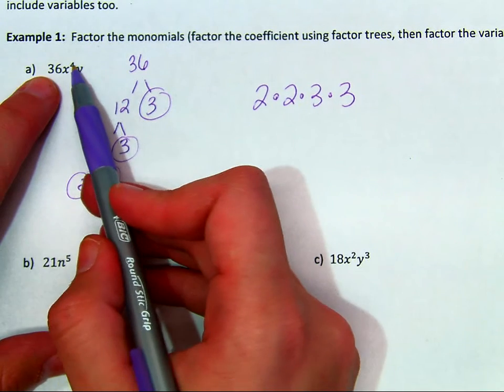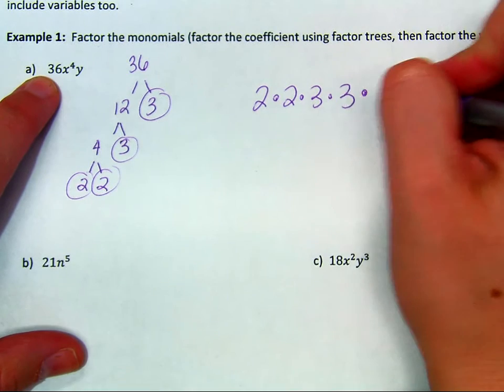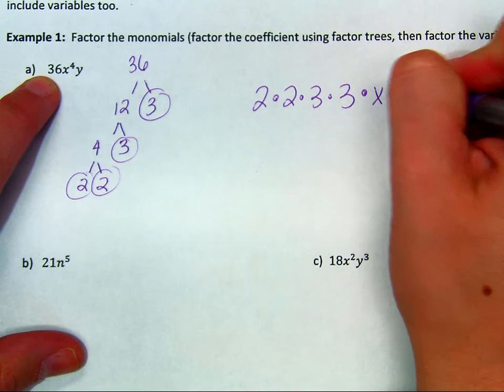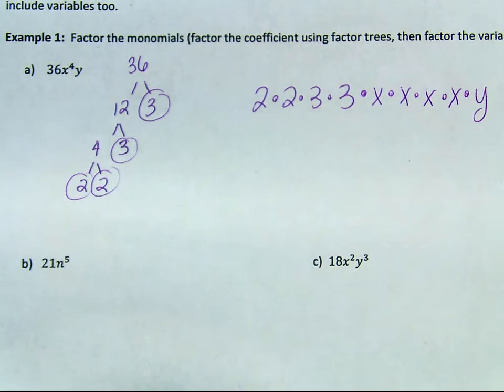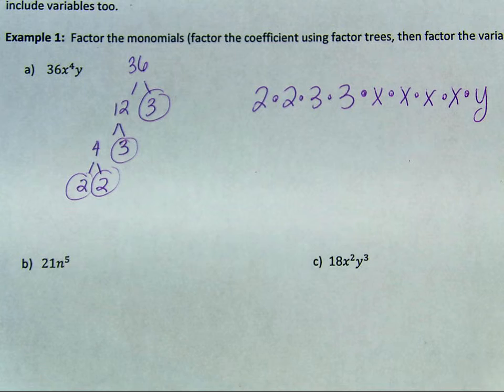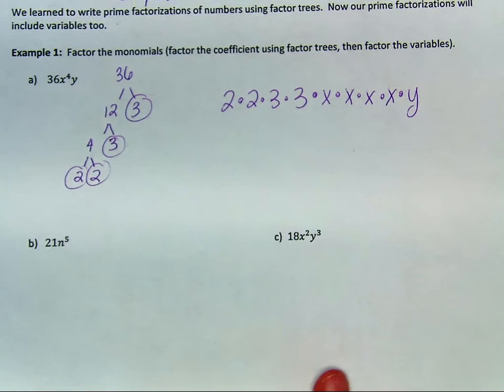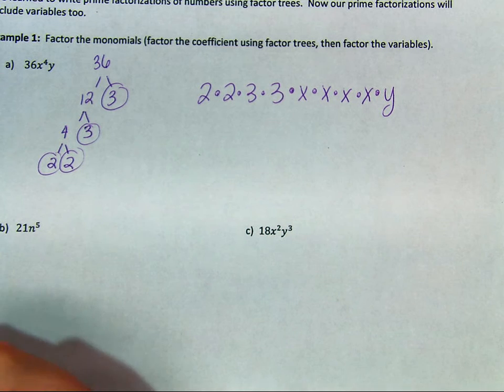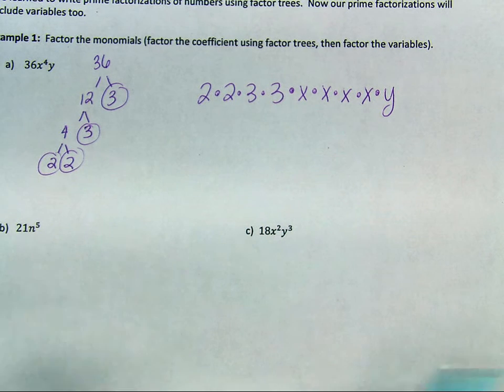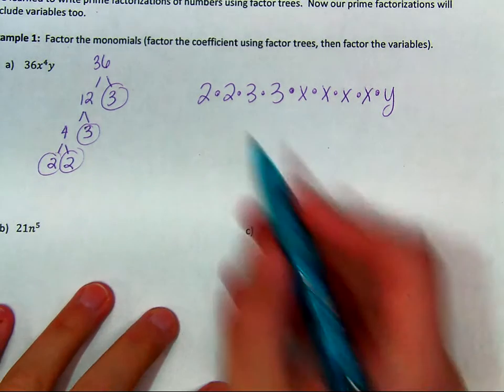So x to the 4th, that can really be written as x times x times x times x. And then y, there's only one of them, so that's just y. Oopsies, I can't see that. There it is. Okay, so that's what they mean by factor. It means expand it in terms of its prime factors.